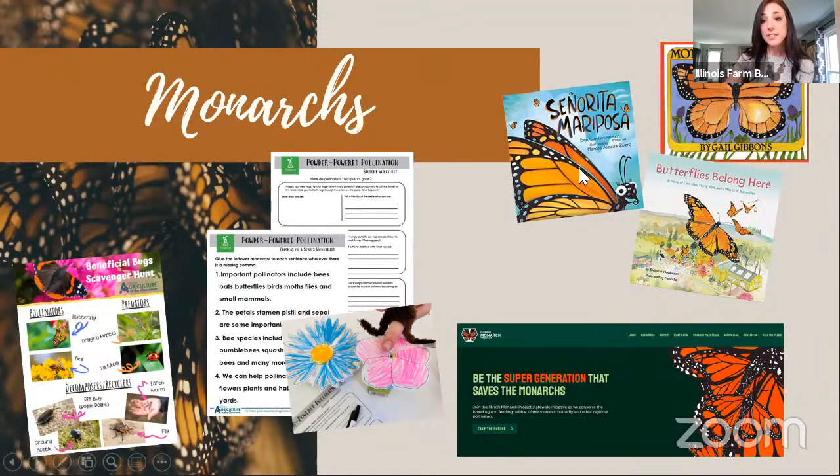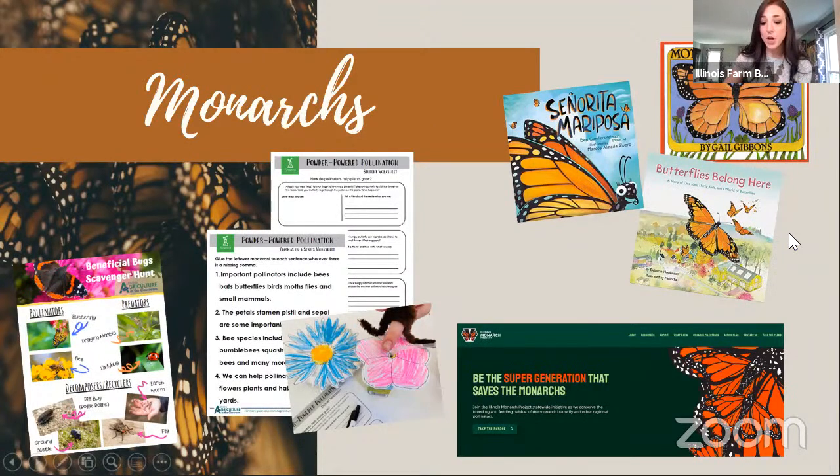Senorita Mariposa is really a cool book that talks about the journey of the butterflies and who they meet, the different people and places that they encounter on their travels for their migration, and also their struggles with different weather patterns, climate change, things with the planet. And it is a bilingual text, so you're going to get a little bit of different languages in there, which is really awesome.